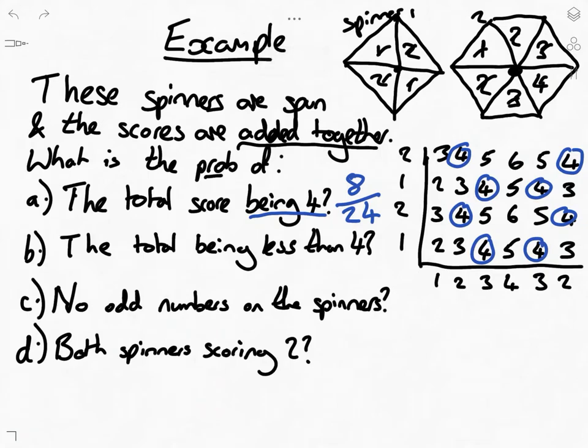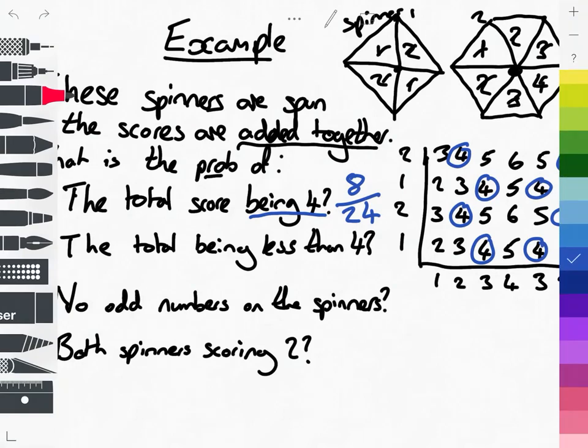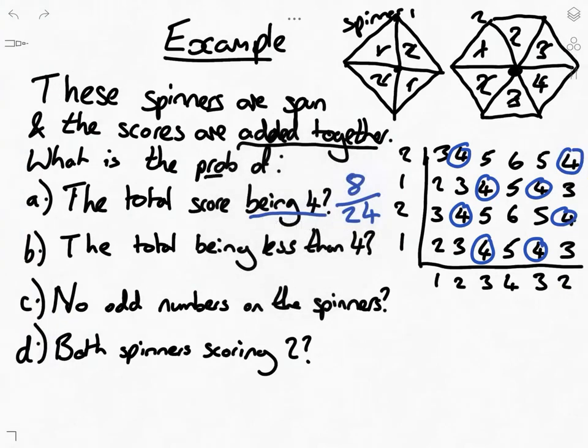So we just took the ones we wanted, which was 8 of them, out of all of the options. And that's all we do. So for B, I'll change colour again. We'll go green. The total being less than 4. So again, we're just choosing the ones that are less than 4. So we have a 3, a 2, 3, 3, 2, 3, a 3, and a 3.